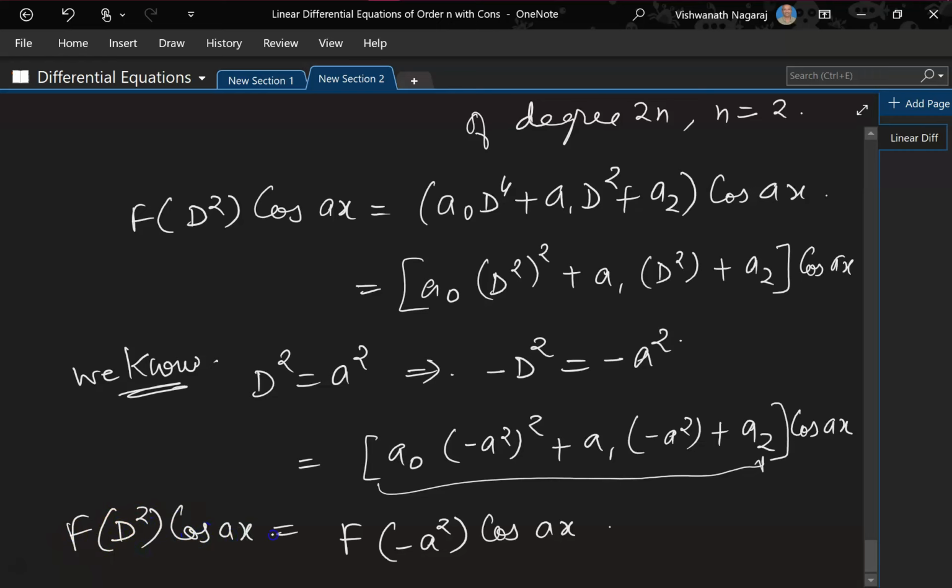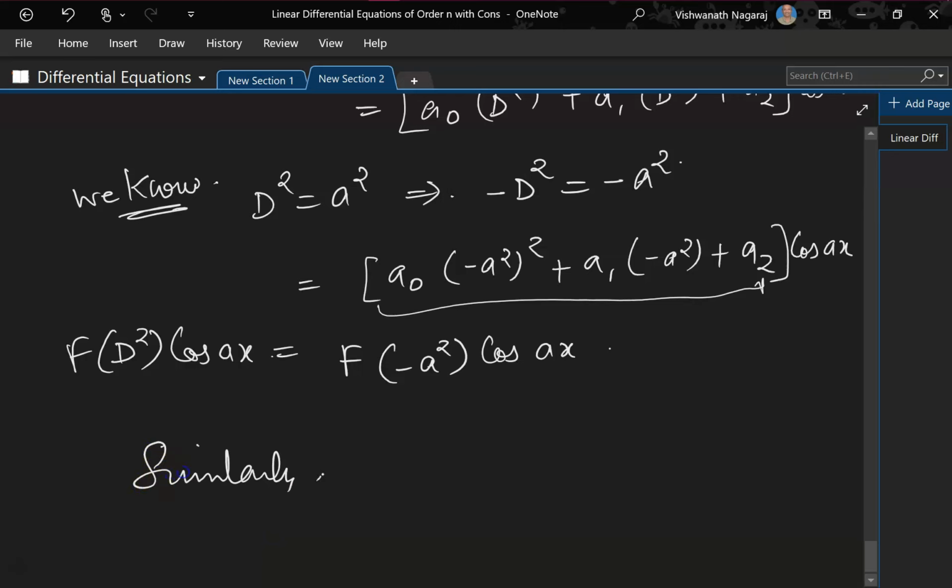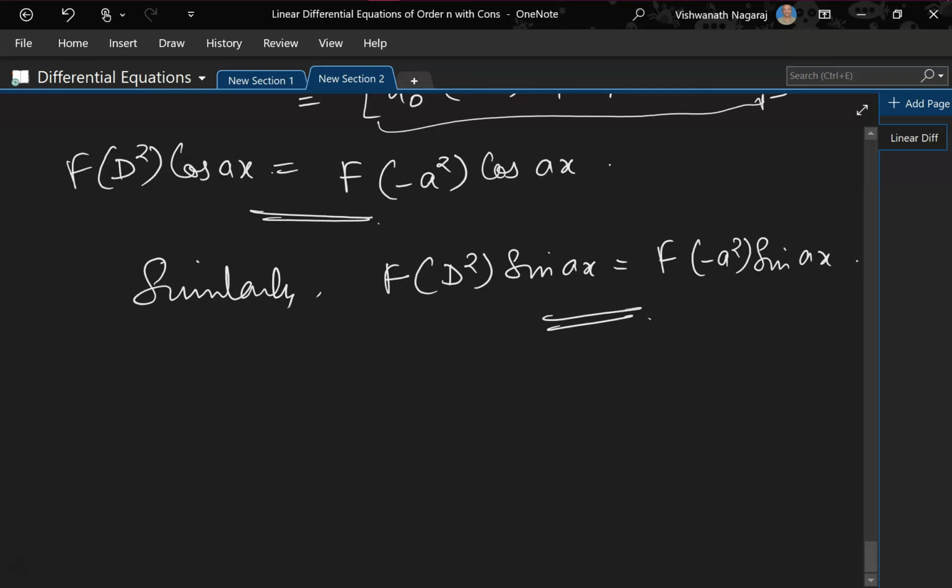And this is nothing but f of minus a squared cos ax, which is what we set out to prove. Now similarly, we can show that f of D squared sin ax is equal to f of minus a squared sin ax. Okay, I think that's enough for today. Bye for now.